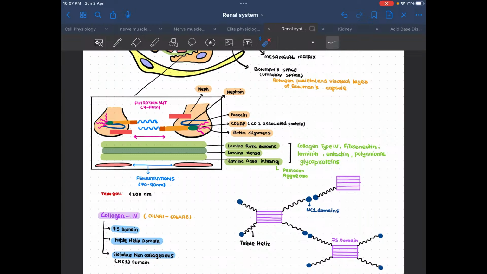And why is this also very important? Because we should know that the collagen has a triple helical structure. It has some domains. We have the globular non-collagenous NC1 domain, we have the 7S domain, and we have the triple helix protein. Why is this so important? We'll be going over very shortly. But just remember, collagen type 4 is present in the glomerular basement membrane.